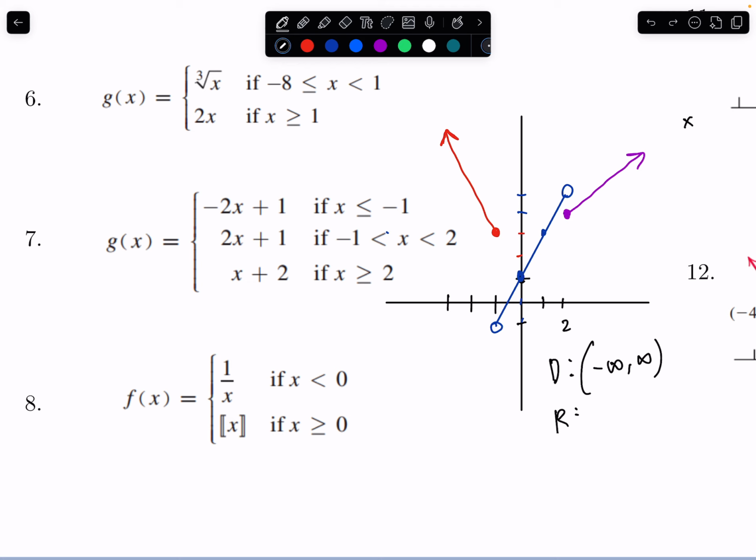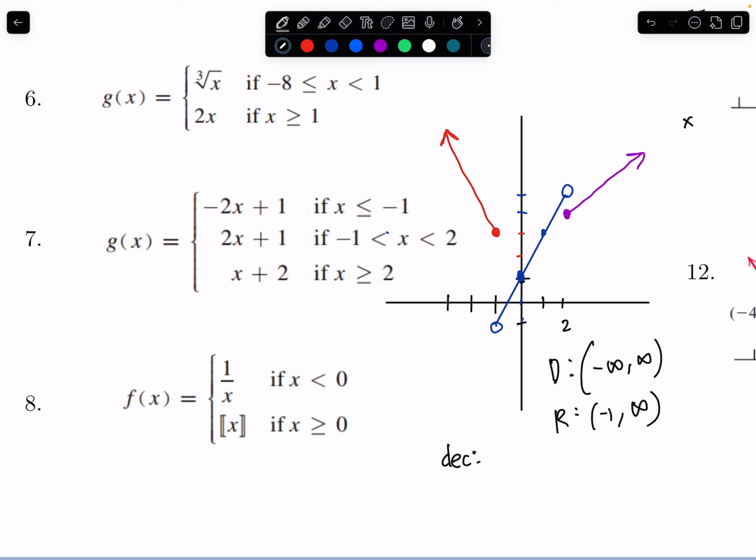Okay, what about the range? Well, range, for sure, I don't go past this point. Is that -1? Not including -1. And then it goes up. Over here, it looks like I got a gap, but it's covered by that portion and also covered by that portion. So everything above -1 is okay for the range.